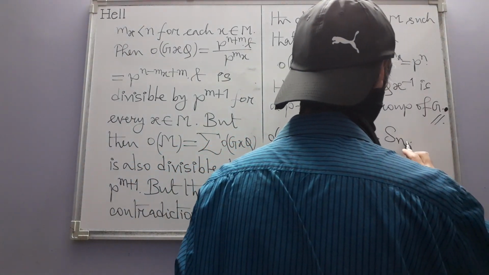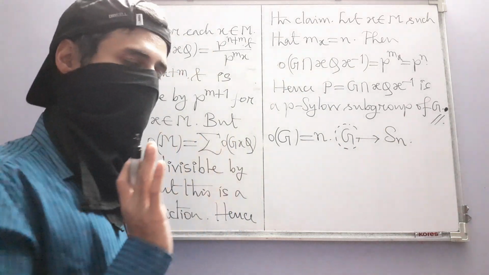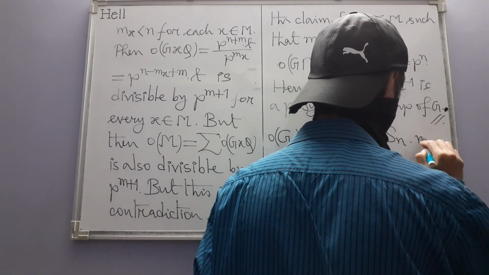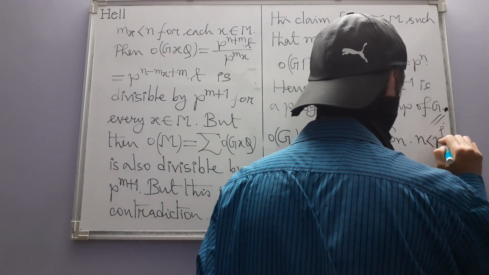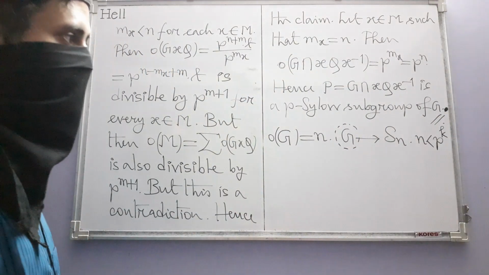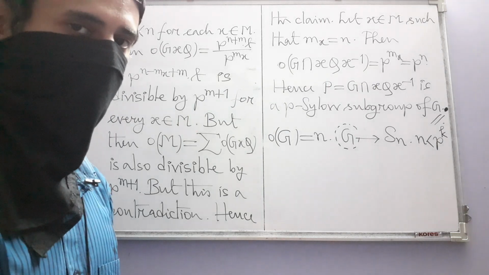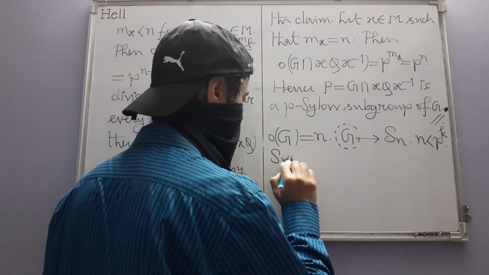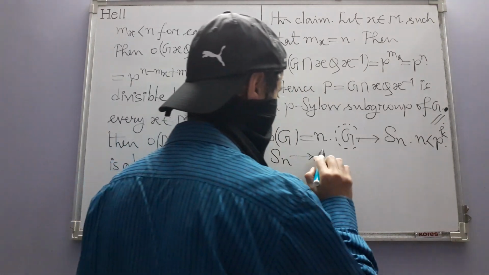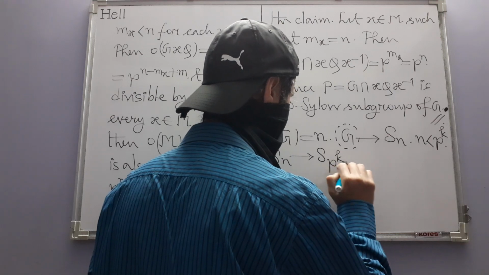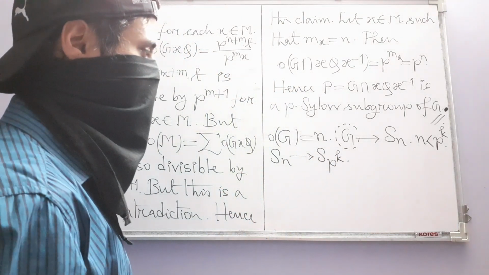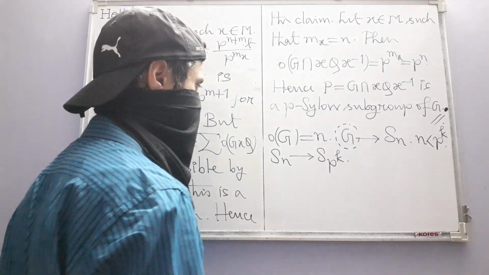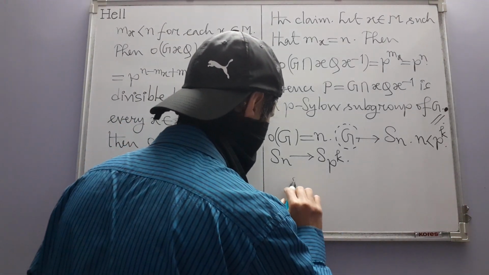But now our prime p is already there. It is already given, but we can choose an exponent large enough so that p to the power k exceeds n. Then we can isomorphically embed Sn inside S of p to the power k. Exactly how, I am not going to say, it's extremely easy. Let me just give you a hint.